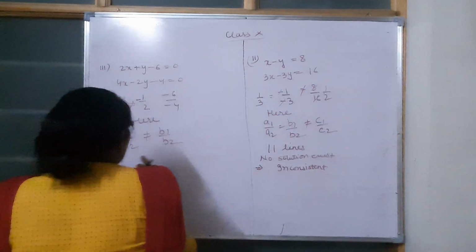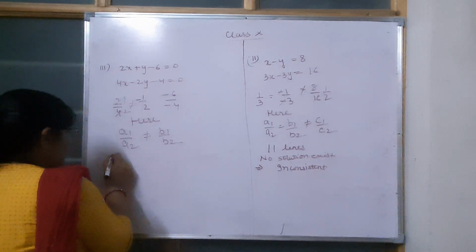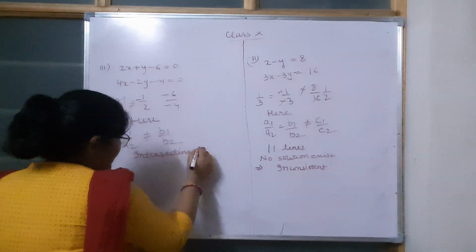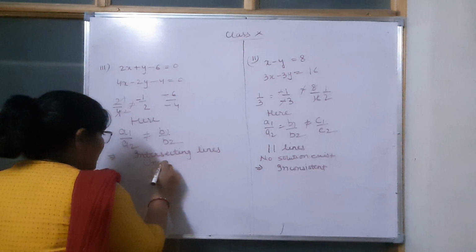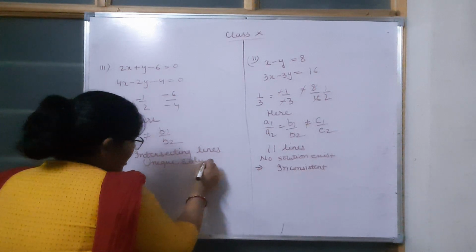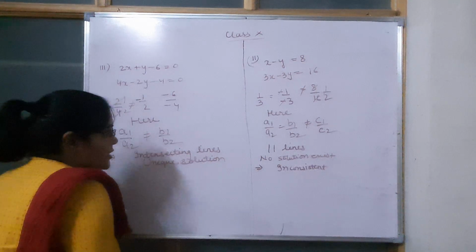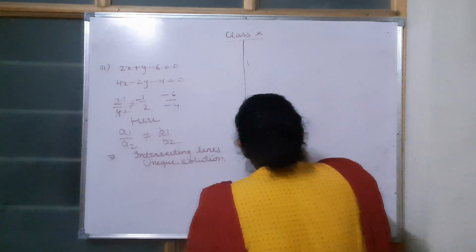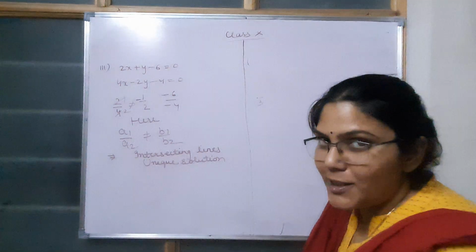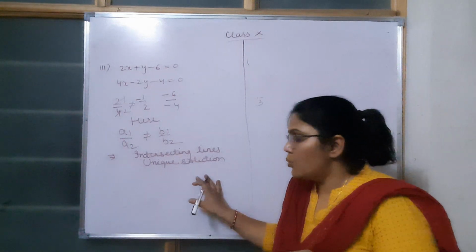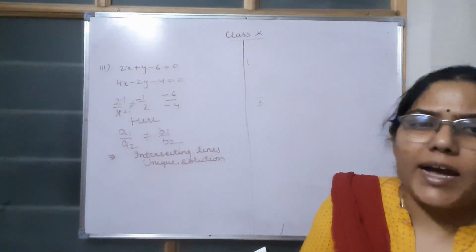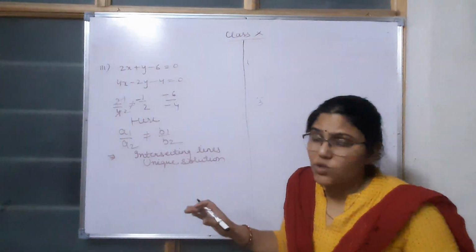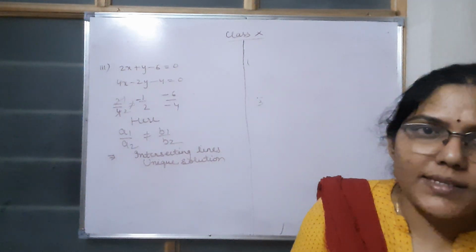So it means a1 upon a2 is not equal to b1 upon b2. This implies intersecting lines. If intersecting lines, what does it mean? A unique solution. And if a unique solution is there, what do you have to do? If a unique solution exists, it means one solution exists and we can solve using the substitution method. In general, we can find the solution when infinitely many solutions exist, but when intersecting lines are there, a unique solution exists, and then we generally find the solution.